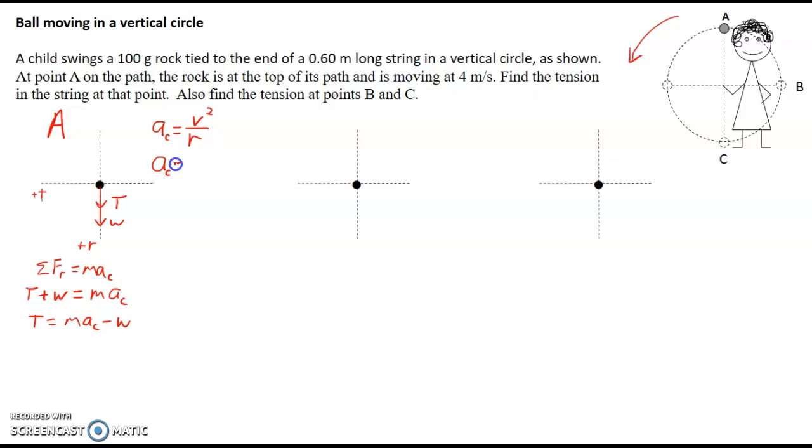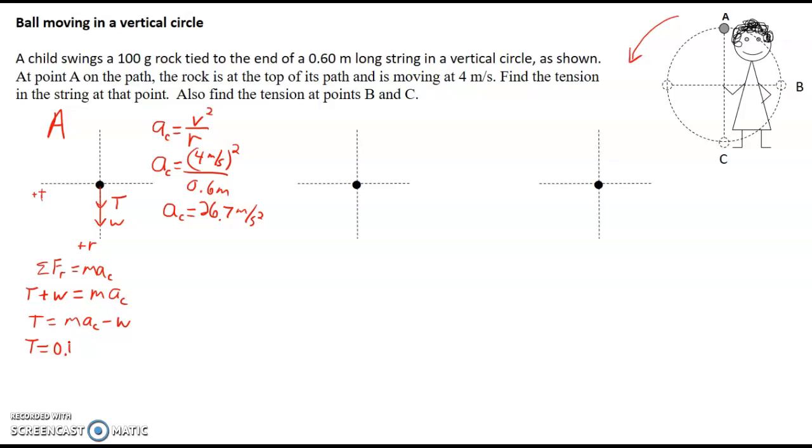So even if the ball is going around at a constant speed, it's still accelerating because it's changing direction. And so a sub c is equal to 4 meters per second quantity squared, different than 4 meters per second squared. That would be an acceleration, divided by 0.6 meters. So a sub c is equal to 26.7 meters per second squared. And we can fill this in.